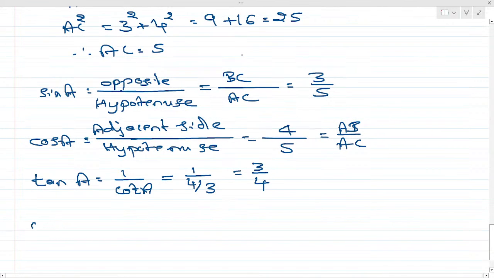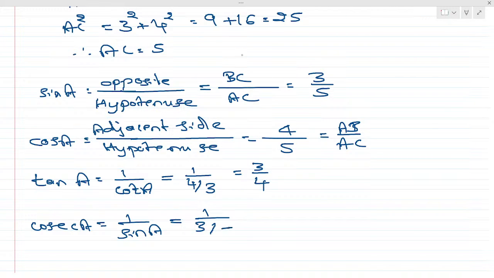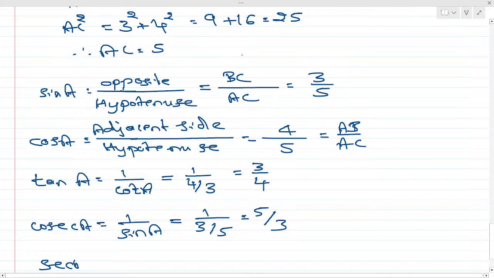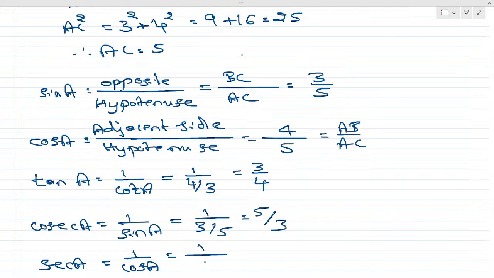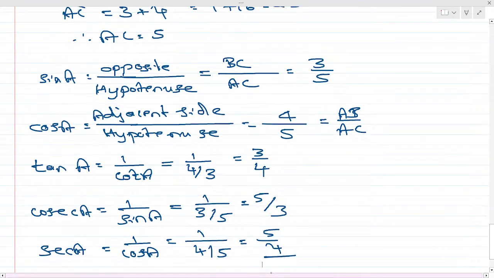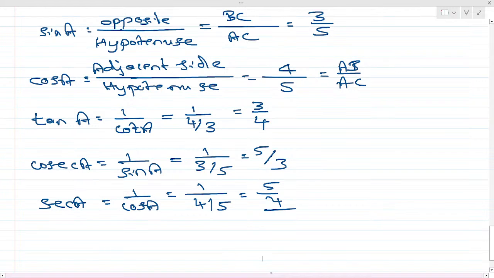Next I have cosecant A, which is a reciprocal of sin A. So sin A I have obtained 3 by 5, so 1 over 3 by 5, so it's 5 by 3. Then I have to find the secant A. Secant A is 1 by cos A, so it's 1 over 4 by 5, 5 by 4. So thus we got all the 6 trigonometric ratios.